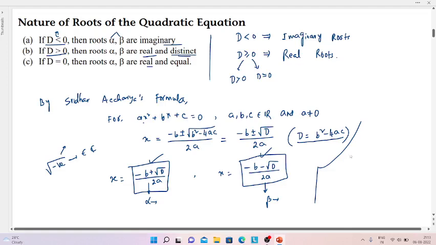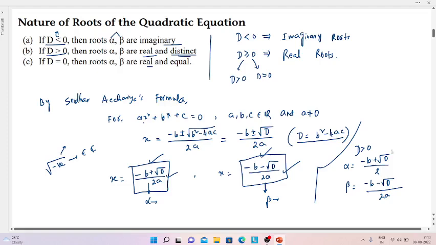And can you tell me what is the condition for D greater than 0? It is also very simple. I have already told you that alpha is nothing but (minus b plus root D) by 2a. You can choose alpha as this part, beta as that part, there is no issue, right? You have to choose these roots as alpha and beta. So beta will become (minus b minus root D) by 2a, right?